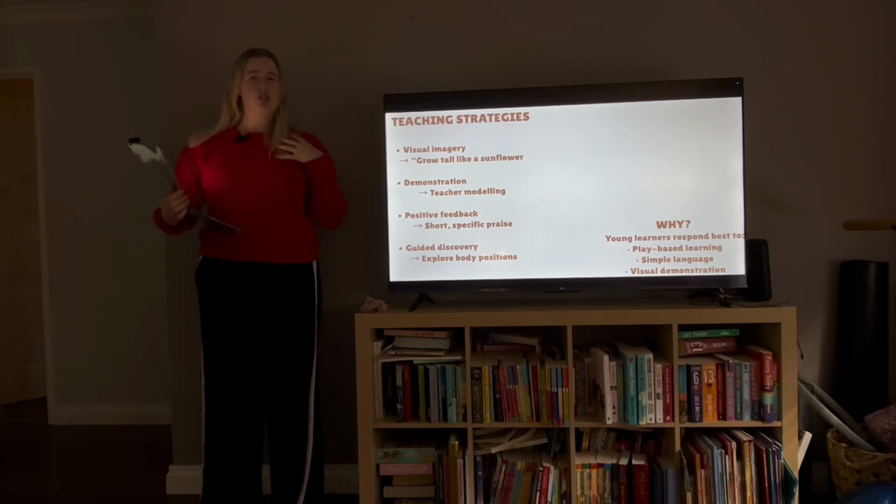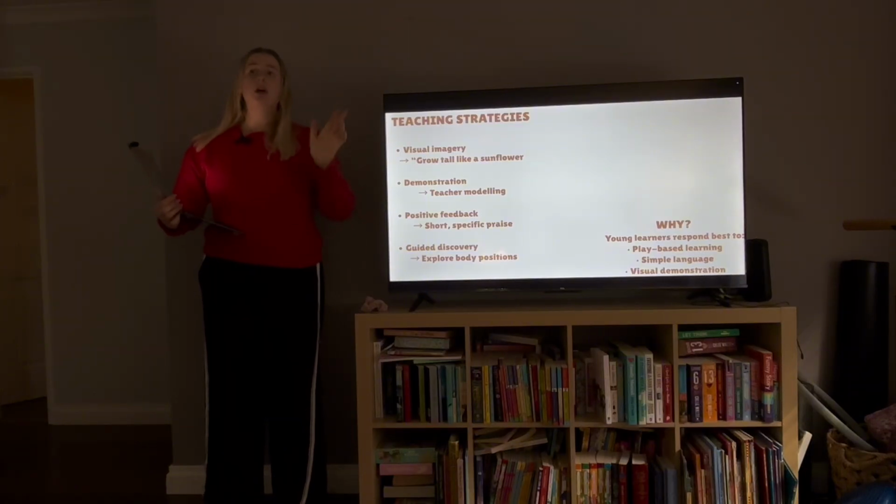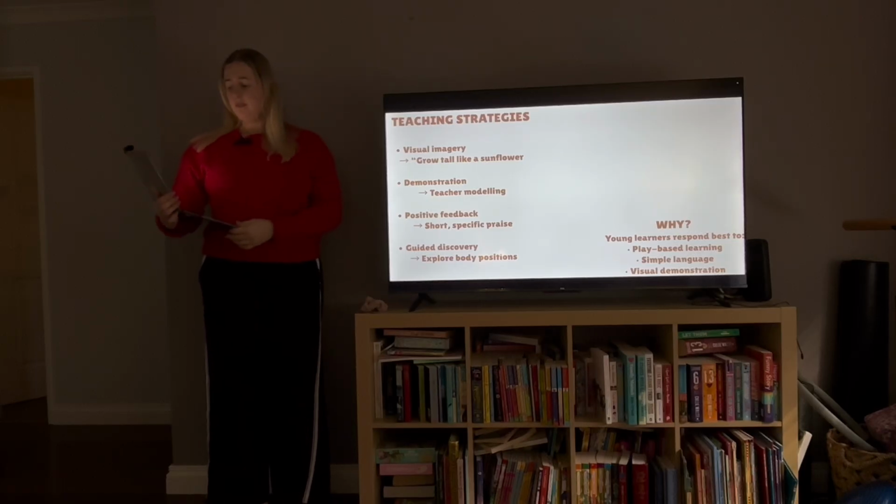So you can say to students, I'm going to grow as tall as the tallest building in the world, or as tall as a sunflower. Students will then locate their pelvis and try to be the tallest in the building.